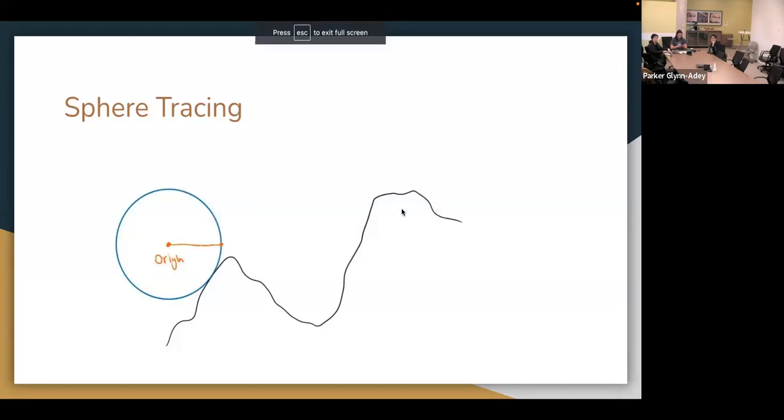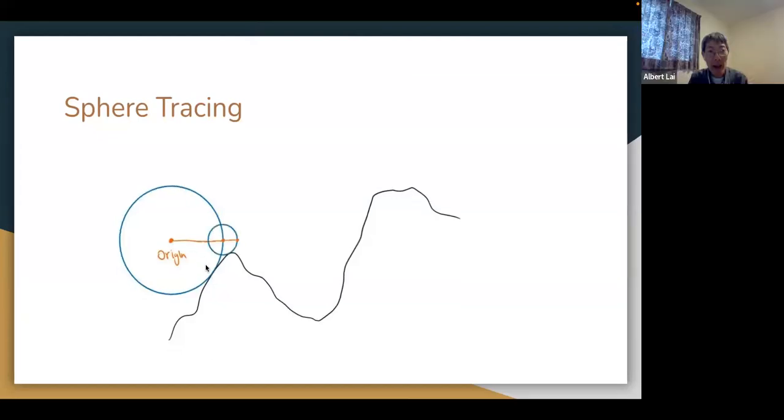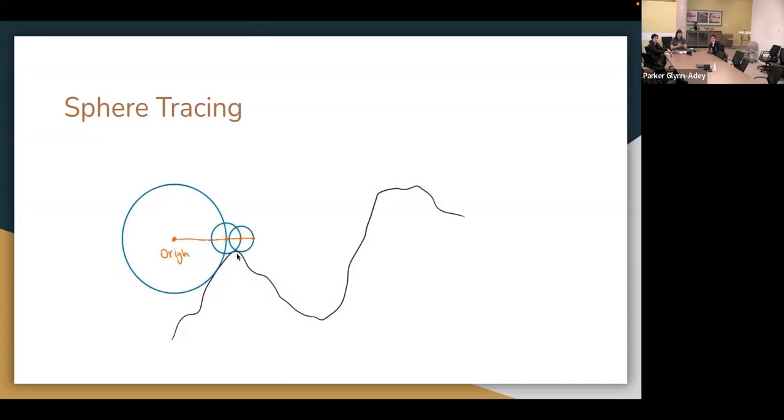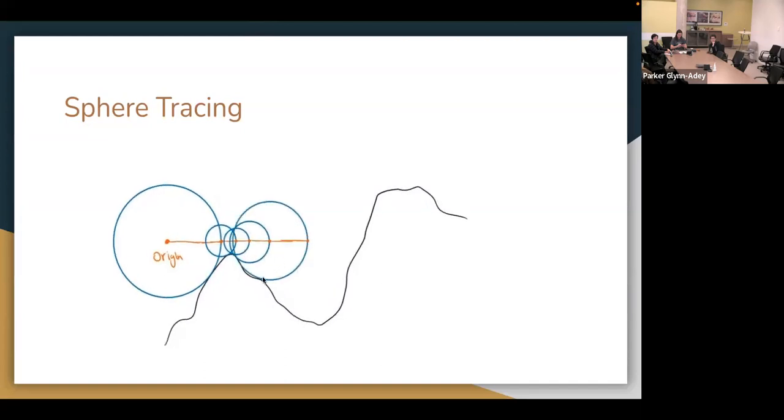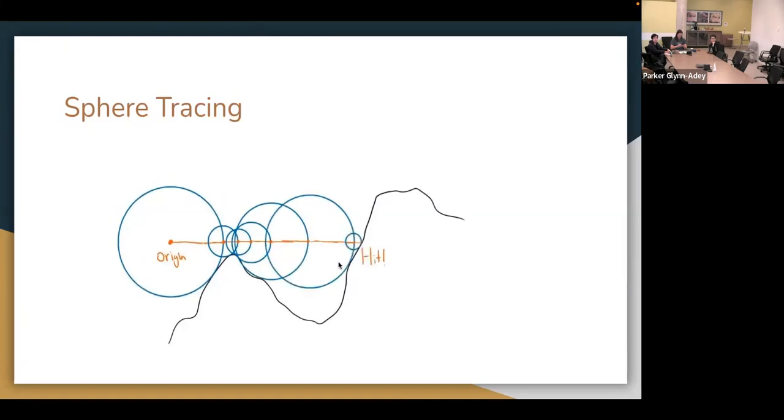So you would march the distance from your origin to the scene. Like if the scene was something like this, it would march across around this and move forward. So it gets the distance from the point to the scene, and it keeps going forward until it hits.